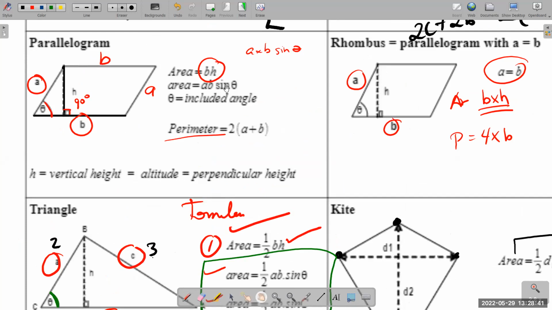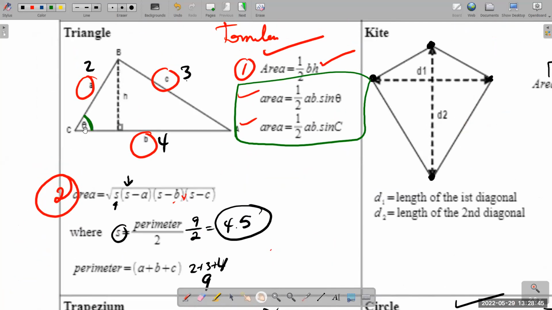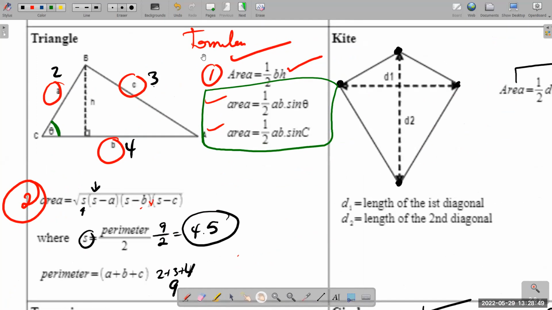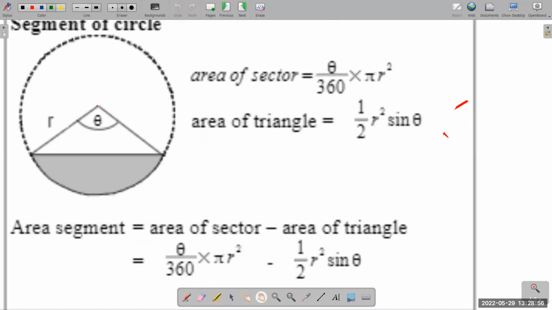AB sine C, sine theta, sorry. AB sine theta, which is the same thing as the angle in between. So that's another formula, okay? That comes very handy when you have two sides and the angle between the two sides. So area of a triangle, this is the same formula right there.